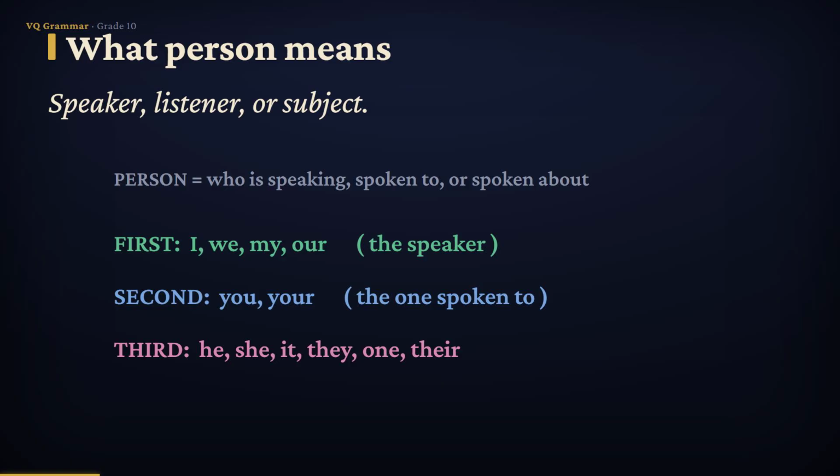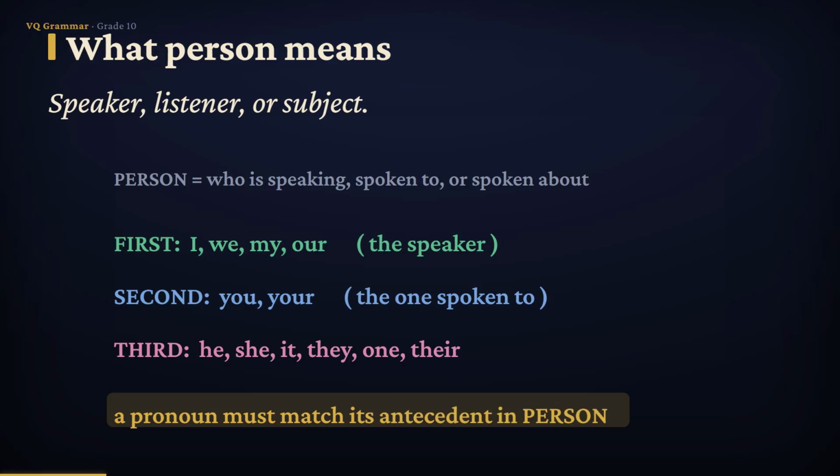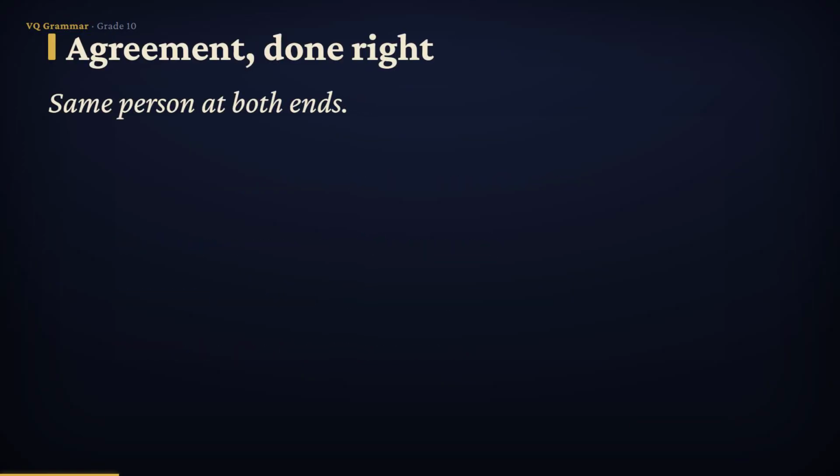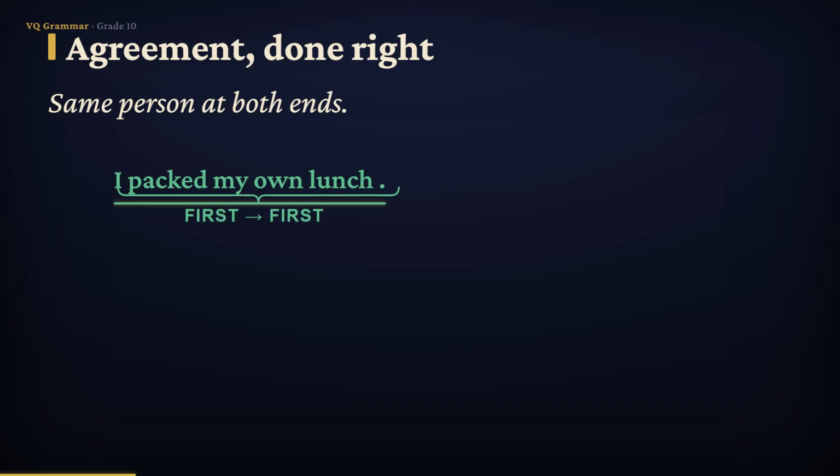Now here is the rule that runs this entire lesson. A pronoun must agree with its antecedent in person. Whatever person the antecedent is in, the pronoun has to be in that same person. Let's watch agreement in person working the way it should. Sentence 1. I packed my own lunch. The antecedent is I, and that's first person, the speaker. The pronoun my is first person as well. The two ends match perfectly.